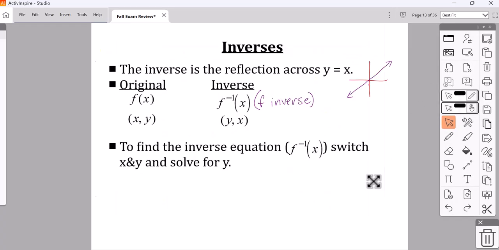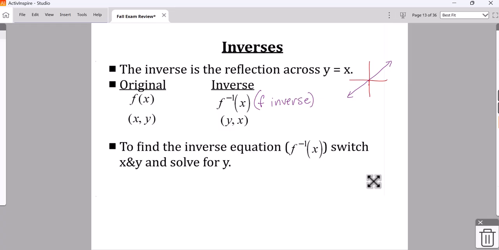Okay, and then we have inverse functions. The big idea with inverse functions is that the y value and the x value are switching places. The original is x, y, and now the inverse is y, x. It's an inverse function. Everything has been swapped around. It also has reflective properties over the line y equals x. So whatever's over here is now going to be over here. And so when we're solving, we switch x and y and then solve for y.